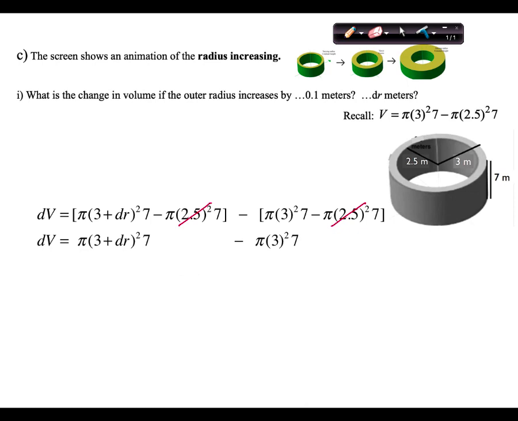Now, when you multiply this out, you've got a binomial squared. Notice that the first term, pi times 3 squared times 7, well, that's this. So this is going to be 3 terms because it's a binomial square. The first term of it is going to subtract away, so that thing's going to go away. I'll just cross the 3 out, but it's really the pi times 3 squared times 7. So we're going to have the remaining 2 terms, the middle term and then the dr squared term. So that looks like this.